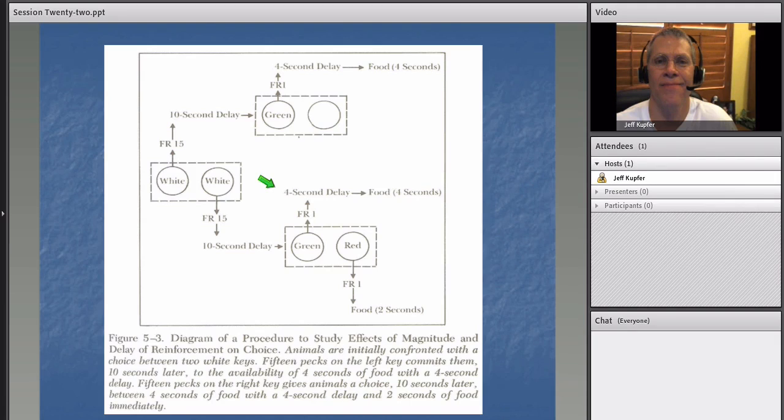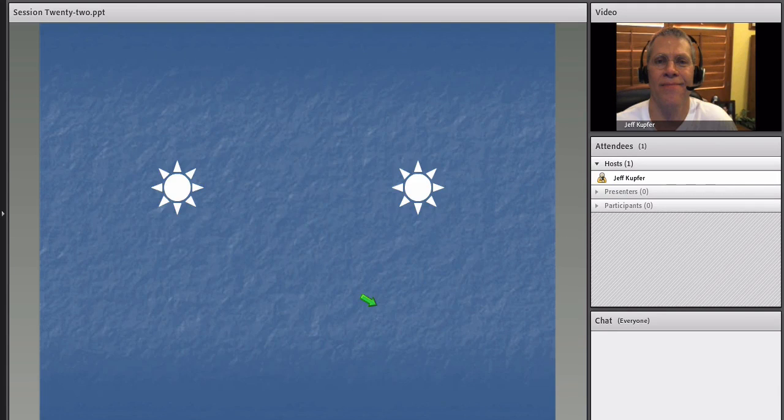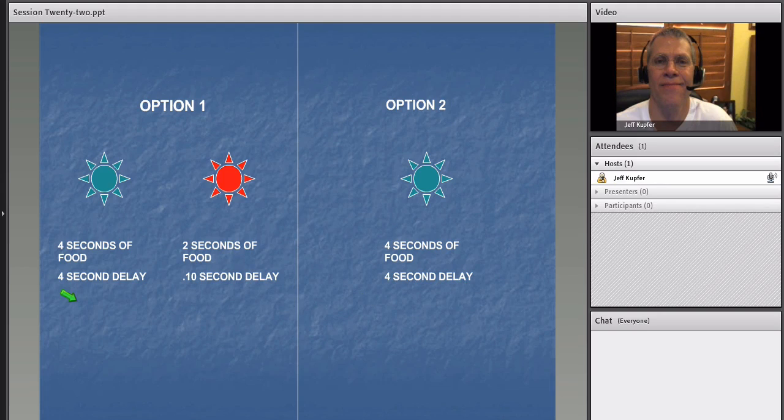In option one, which was the bottom condition, here's that same condition, 4 seconds of food, but right after you peck this, there's a 4-second delay. Over here, there's 2 seconds of food, less food, but there's less of a delay. It's only like a 0.1-second delay. And by the way, why is there a 0.1-second delay? Very simple. When the pigeon is pecking either the left key or the right key, food is usually delivered where? In a hopper somewhere down here on the wall, right? You see the arrow moving here? That's where the food hopper is. And it takes a pigeon about 0.1 second to move its head from here or here, down to here.